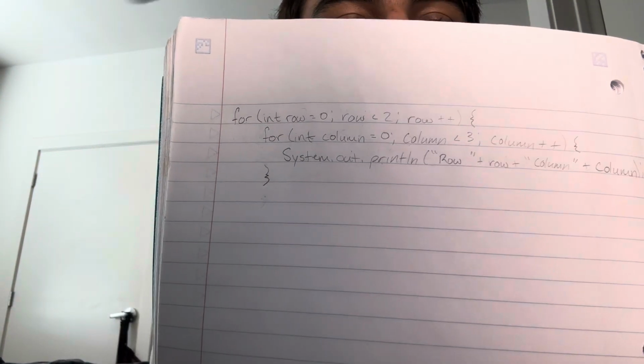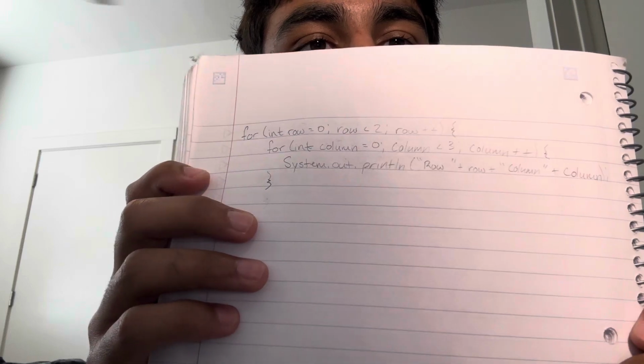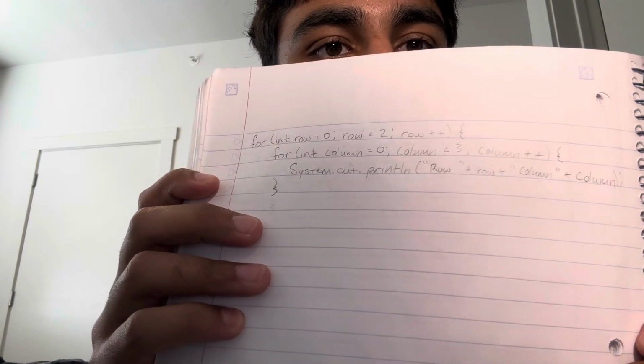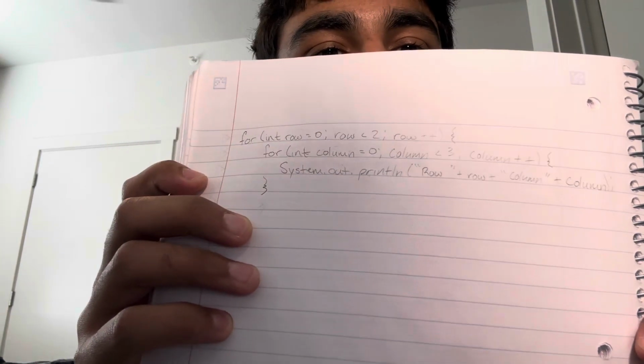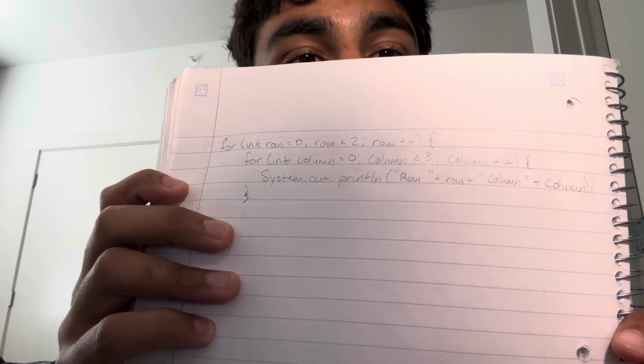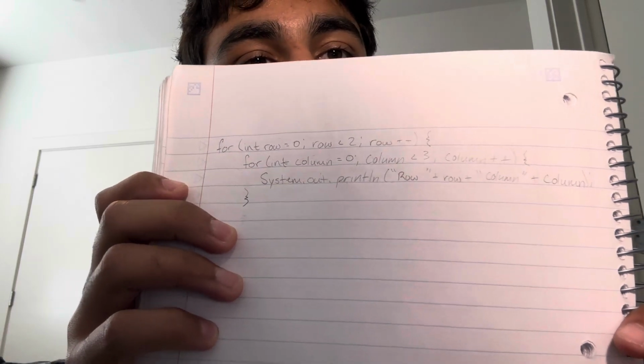So one of these applications, I wrote it out here on my notebook, and I can show you it real quick. So you've got for integer row. So your row is going to be the name of your integer. When that equals 0, it's less than 5, and it's incrementing by 1, row plus plus. You're going to put another loop inside of that. You're going to say for integer, the variable column equals 0, it's less than 3, and it's counting upward.